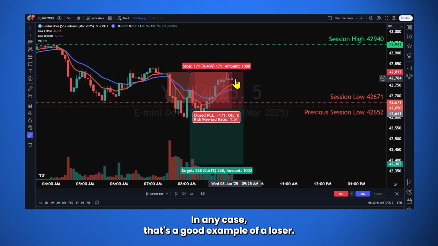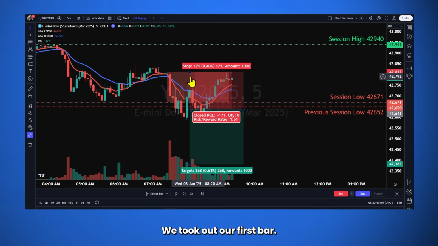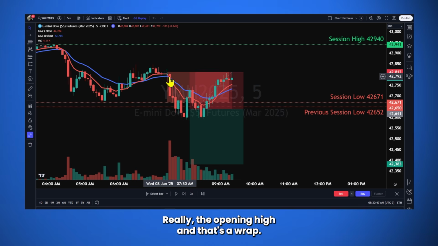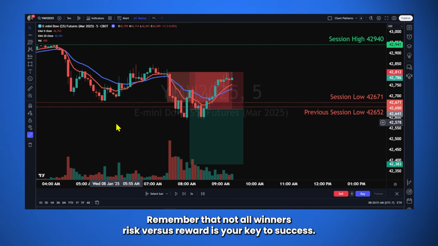In any case, that's a good example of a loser. You can see we went right up there. We took out our first bar, really the opening high, and that's a wrap. So that's a good look at an ORB trade that is a loser. Remember, they're not all winners. Risk versus reward is your key to success.